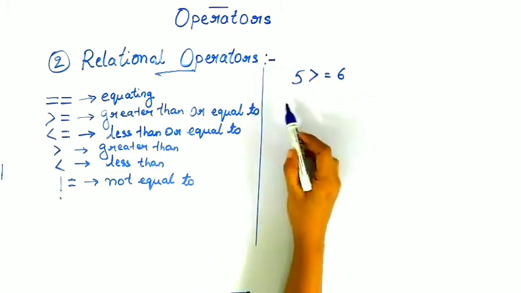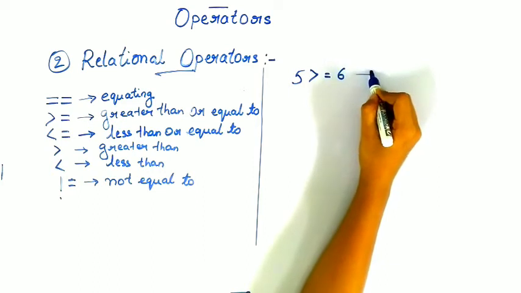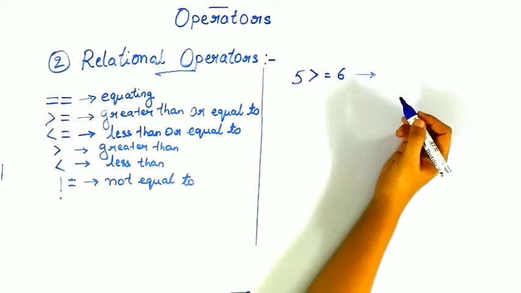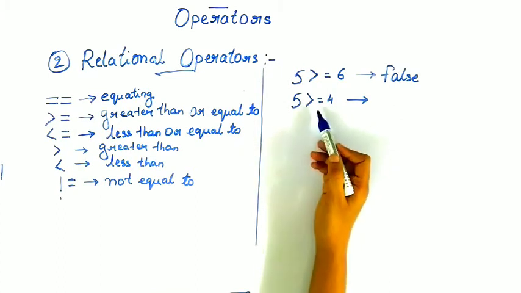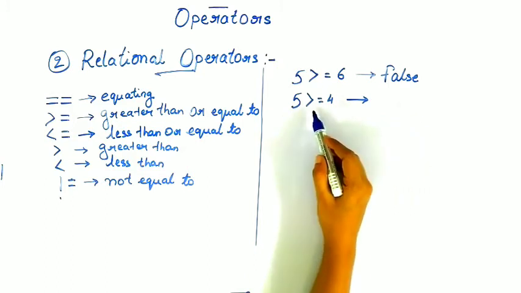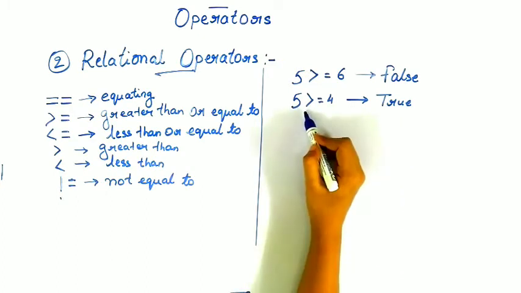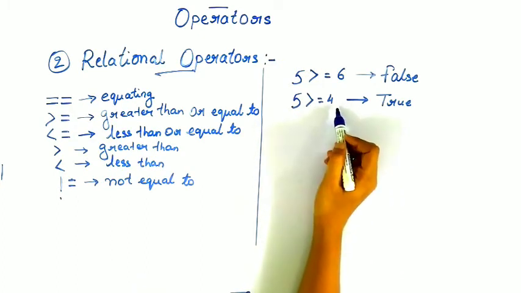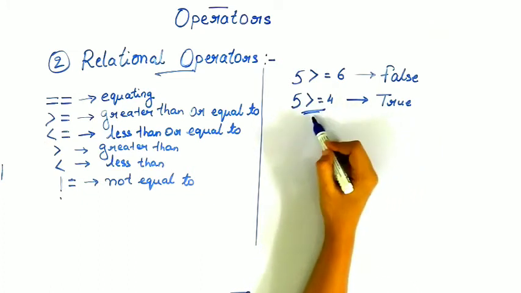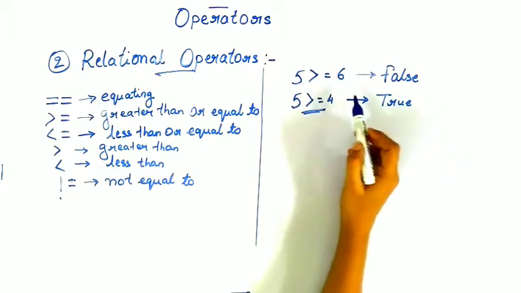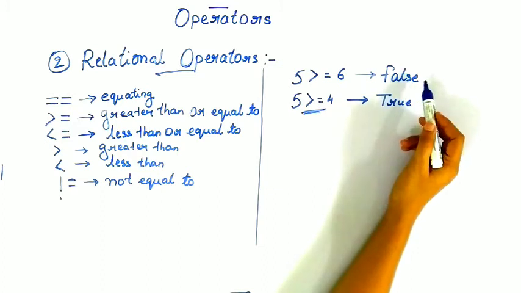For example, is 5 greater than or equal to 6? No. Therefore, the value it will return is false. Second, is 5 greater than or equal to 4? Yes, it is greater than 4. Therefore, it will return the value true. In the greater than or equal to operator, the numbers being compared should satisfy at least one of the conditions. Then only it will return true. If none of the conditions are satisfied, then it will return the value as false.